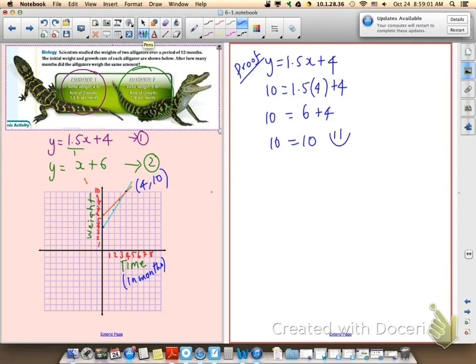But we have to do the other one. Let's try the other one also. And we have 10 equals 4 plus 6. 10 equals 10. Again, now this one is 6. Wait, Livia, you said that the 10 will always be on the x-axis or the y? X-axis. Okay.